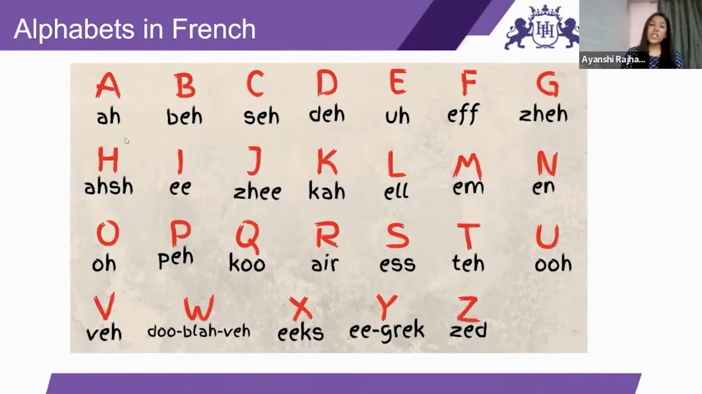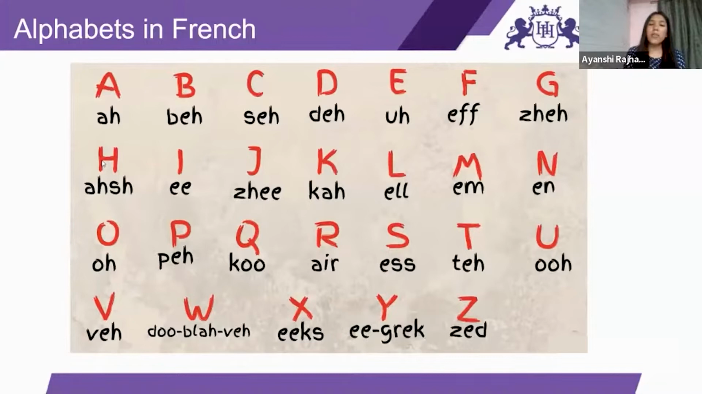After G, the next alphabet is H. The pronunciation of H in French is Ash. After H, the next alphabet is I. The pronunciation of I in French is E. Look at my lips. Whenever we say a word like Greek or geek, the double E sound that we get in between, that is the sound of I in French. So that is E.